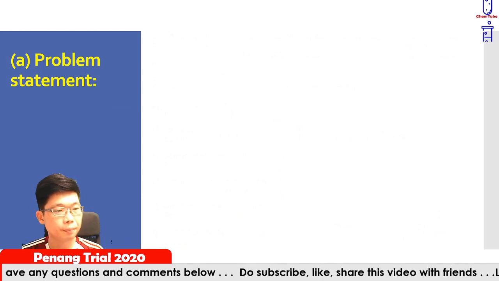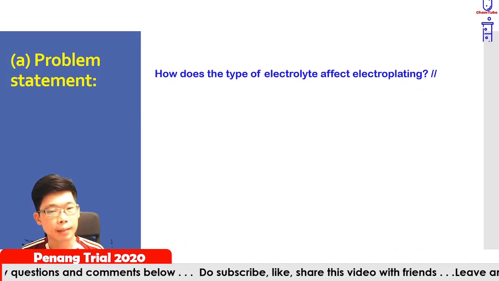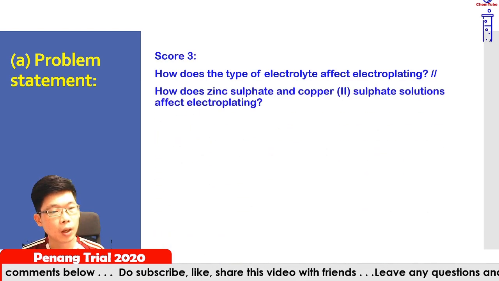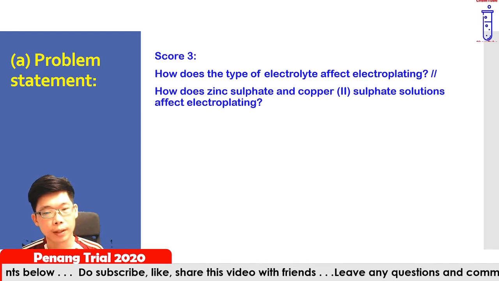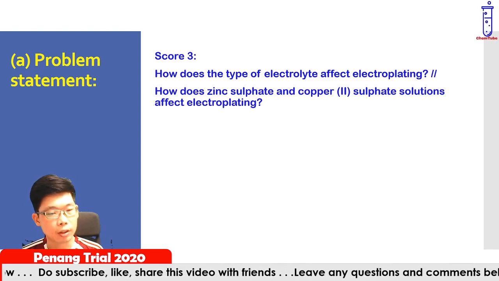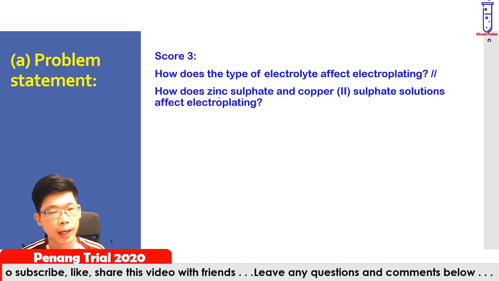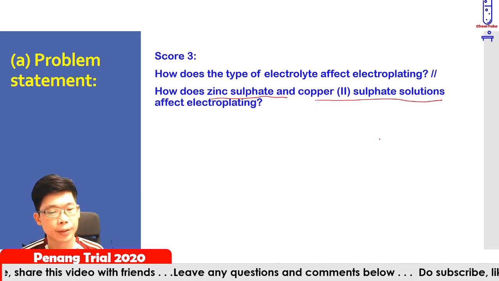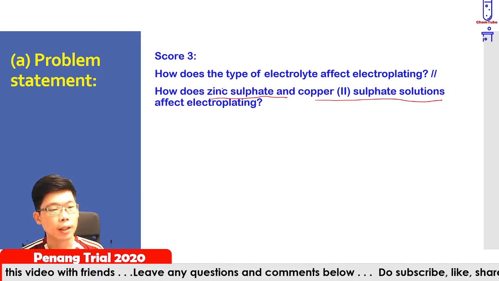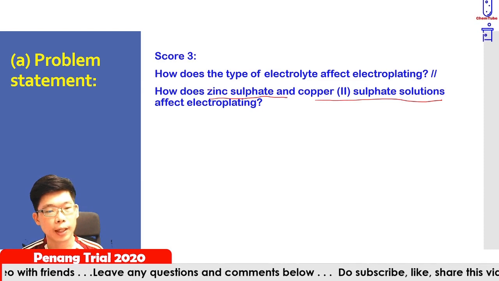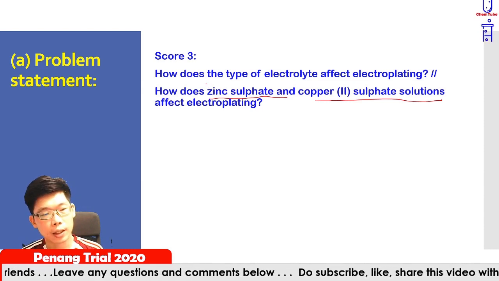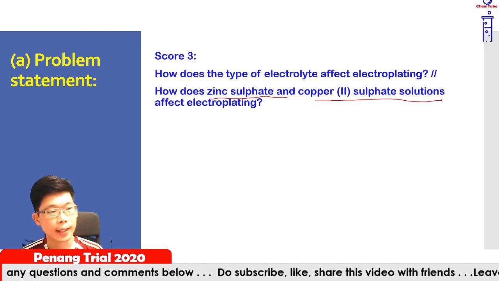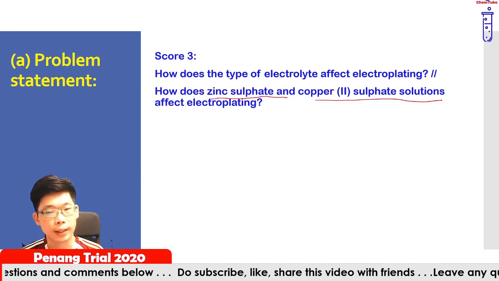Problem statement. How does the type of electrolyte affect the electroplating? 3 marks. Or, how do the zinc sulfate and the copper 2 sulfate solution affect the electroplating? You use the name electrolyte to replace the type of electrodes, which is also accepted, because in this question it's not mentioned what electrolyte you need to use for the electroplating. So you can choose any suitable electrolyte for the electroplating.